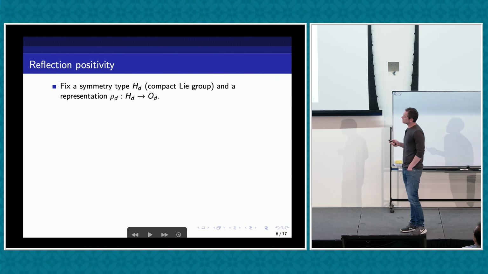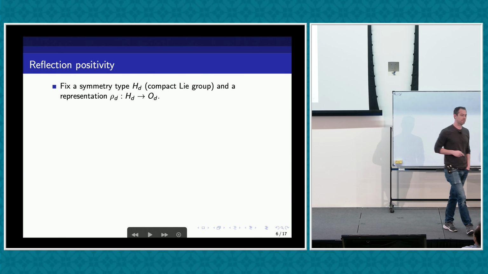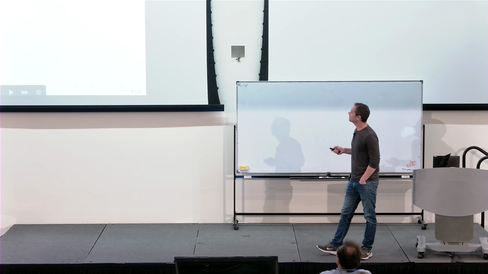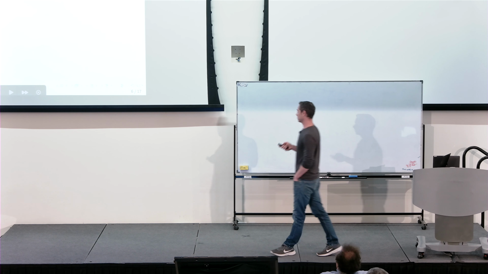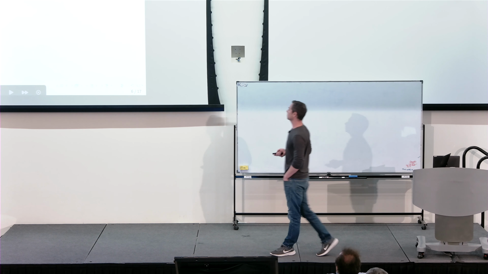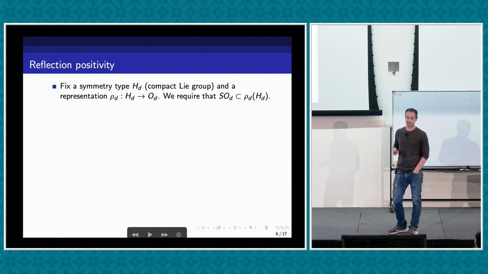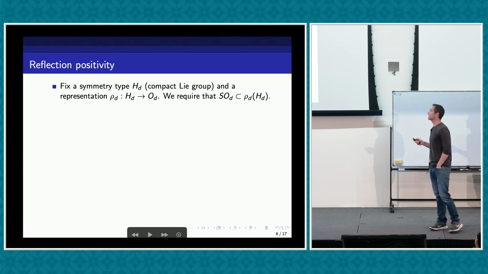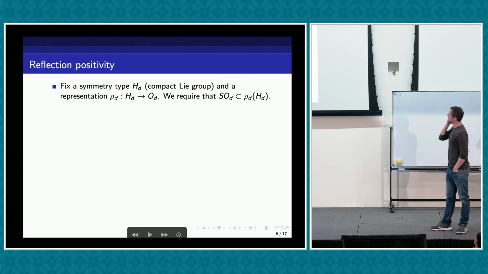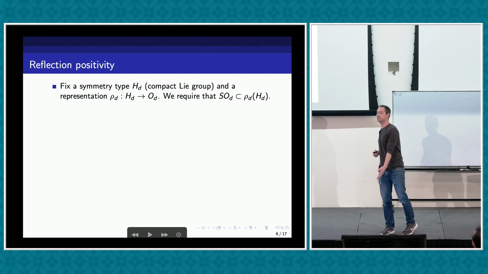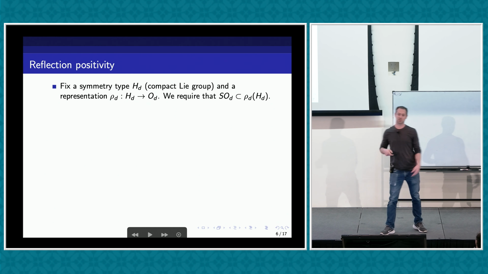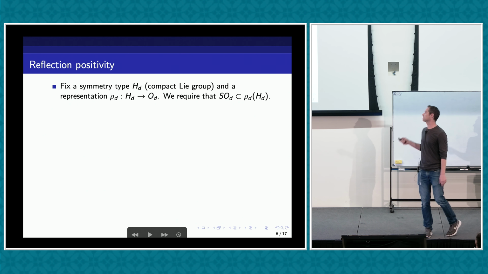Okay, so let me fix a symmetry type. Let's take a compact Lie group, H_D, and a representation to O_D, the orthogonal group. And I'm going to require that the image of this representation contains at least the connected component of the identity. Basically, this is because if the original theory was Lorentz invariant, when you Wick rotate, you expect to at least see the special orthogonal group in the image. It may be the whole thing if you had reflections to begin with.